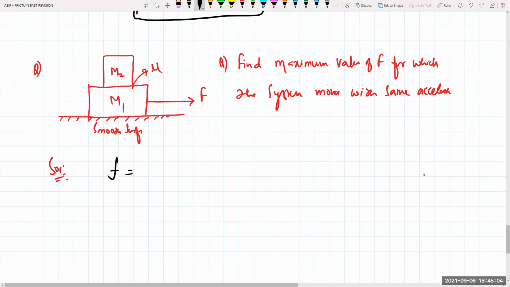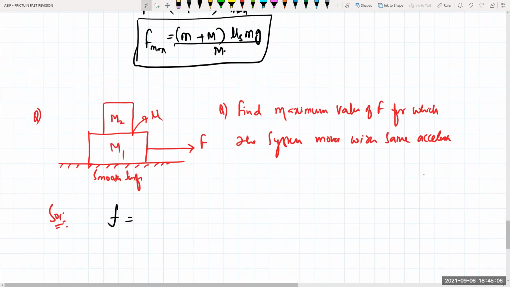F will be equal to how much? What will be the direction of the friction? Can you tell me? On M1, there will be friction in this direction. On your M2, there will be friction in this direction. Equal and opposite. That will be mu s into your normal reaction N. What will be N here? So it will be mg in the downward direction.